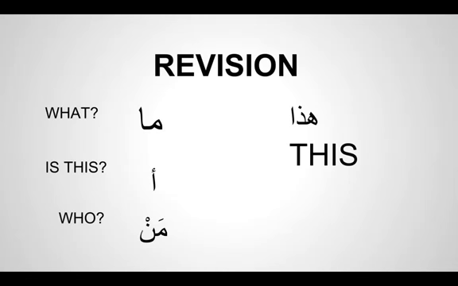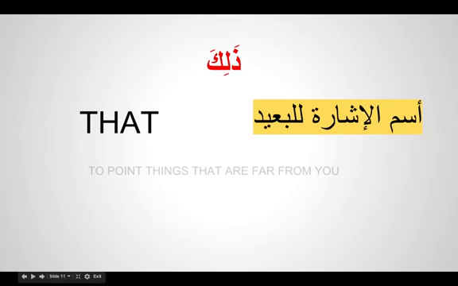So after hadha, logically we'll be learning about dhalika. So what is dhalika? It means that. How do we say it in Arabic? The same thing: ismul isharatu lil ba'id. Ba'id means far. So a noun to point at things that are far. Ismul isharatu lil ba'id. So this dhalika is used to point at things that are far from you.